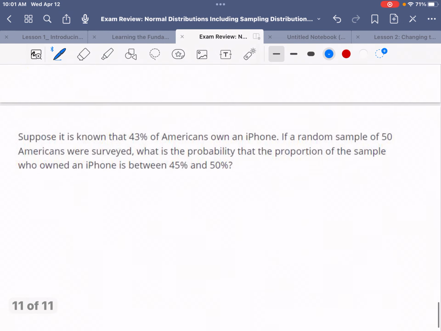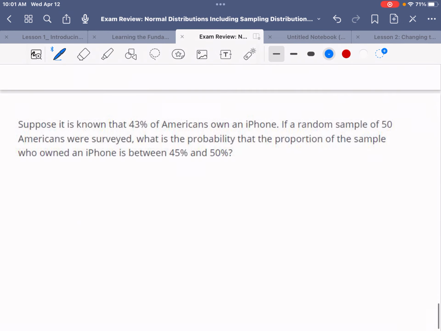Here's one last example. Suppose it is known that 43% of Americans own an iPhone. P equals 0.43. If a random sample of 50 Americans were surveyed, what is the probability that the proportion of the sample who owned an iPhone is between 45 and 50%?